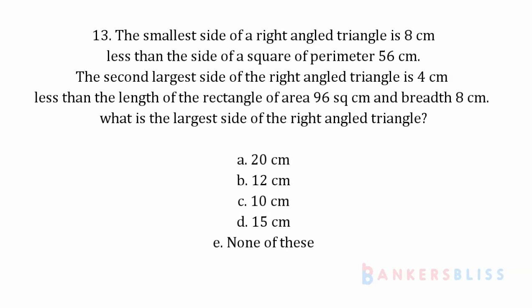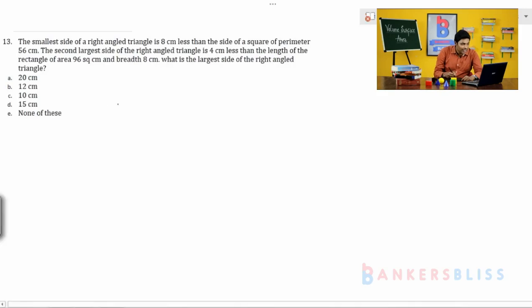Problem number 13. The smallest side of a right angle triangle is 8 centimeter less than the side of the square of perimeter 56 centimeters. See here, they have given that the perimeter of a square is 56. Then what is the side? Side is equal to 56 by 4, which is 14. So the side of a square is 14.